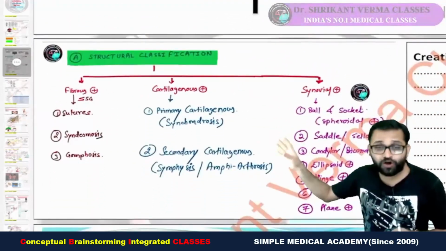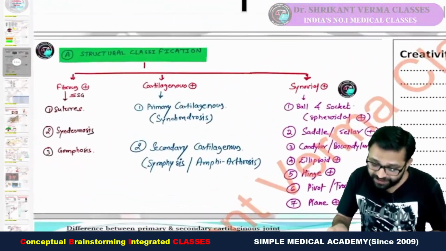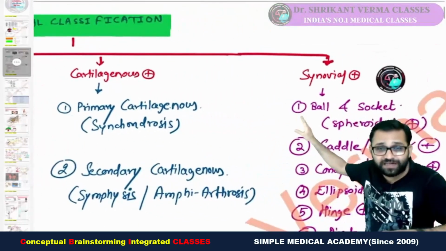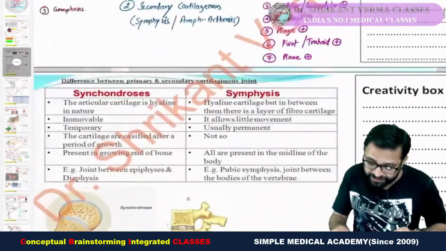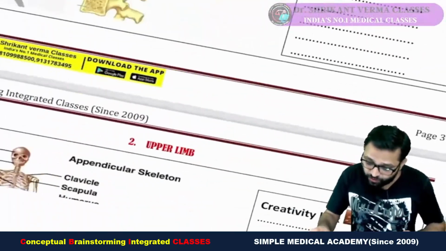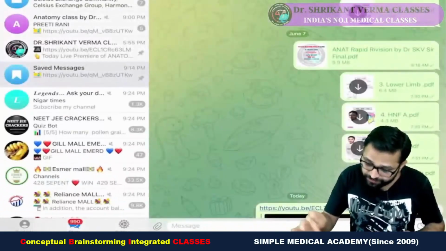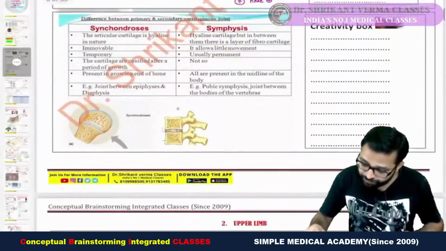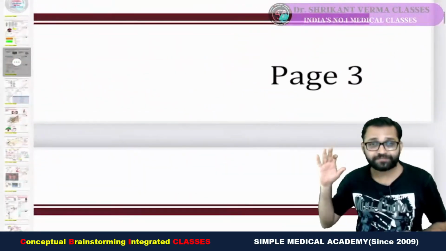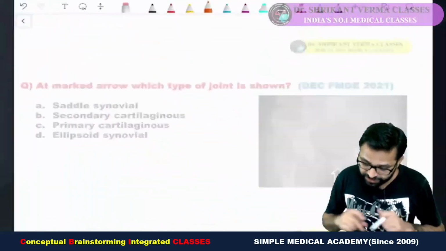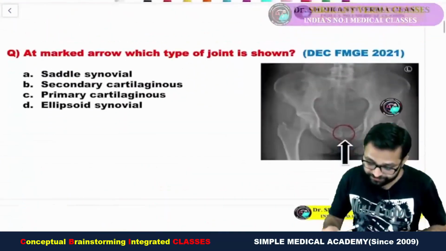Agree everyone? These are all our notes. We had seen all the classification of the joint. It is the fibrous, cartilaginous and synovial joint. Yes, what are the differences between the synchondrosis and symphysis? We had seen. You can go to our booklet workbook page number 3. Getting the point, everybody? Now try to understand our next thing.